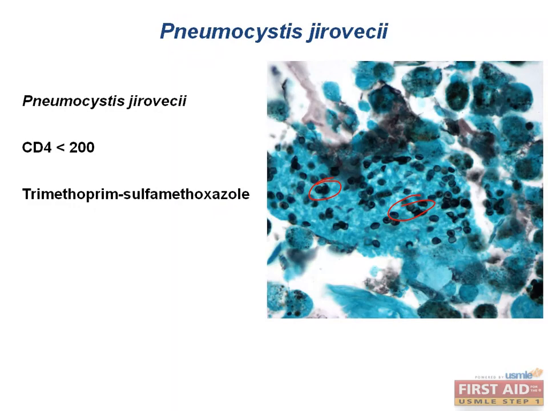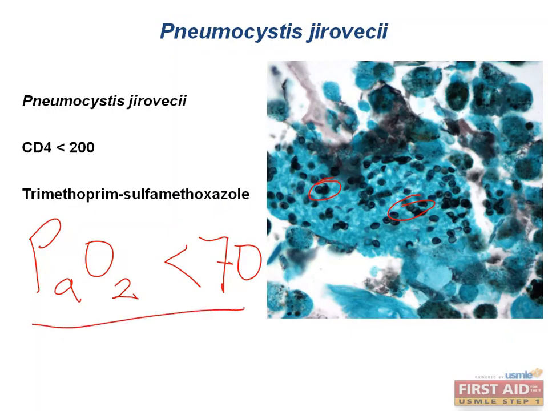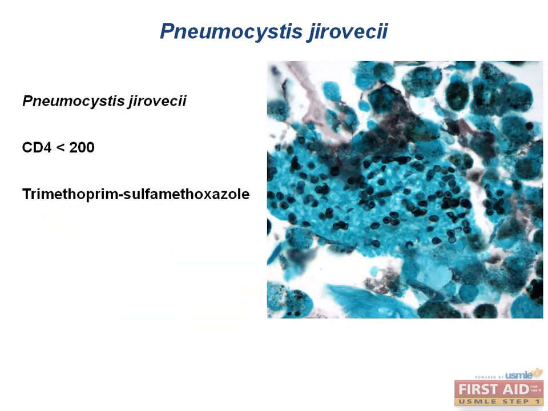Now, sometimes this comes up on the test. I've seen it in practice questions. There's a question of when to add IV steroids. Now, you're going to want to add IV steroids to the regimen if the arterial oxygen pressure, the PaO2, is less than 70 when you do a blood gas. So be looking out for that as your threshold to add steroids.